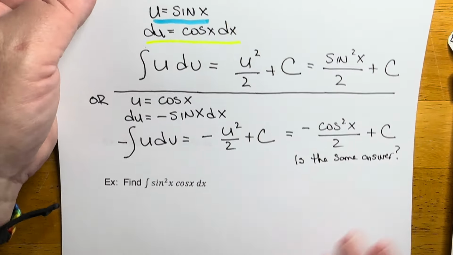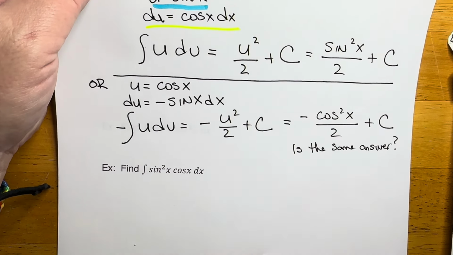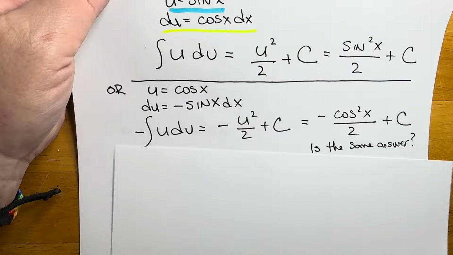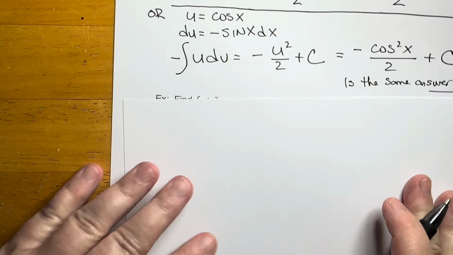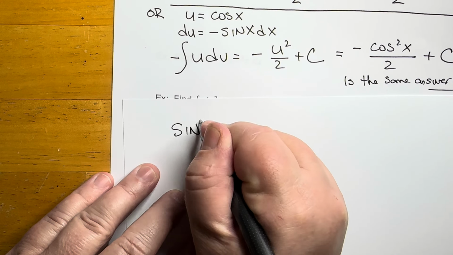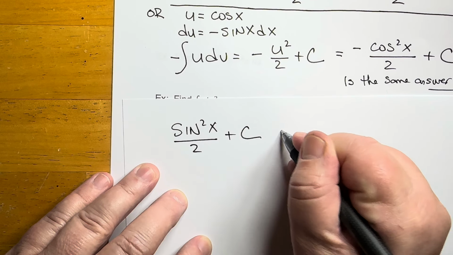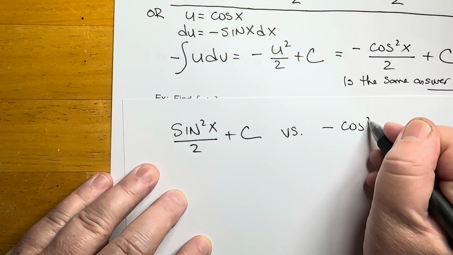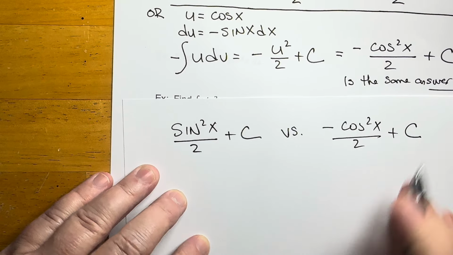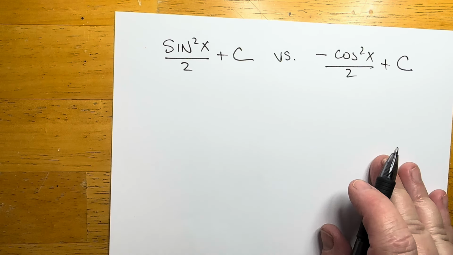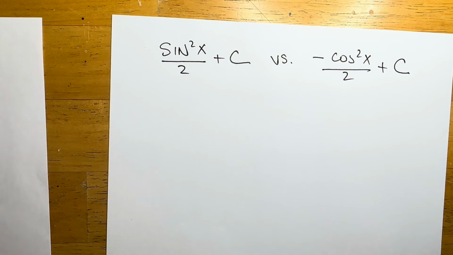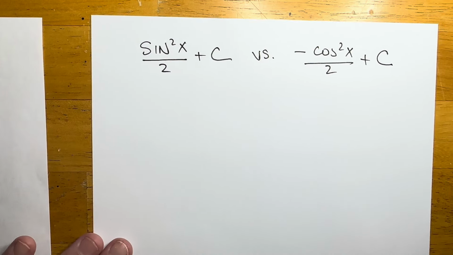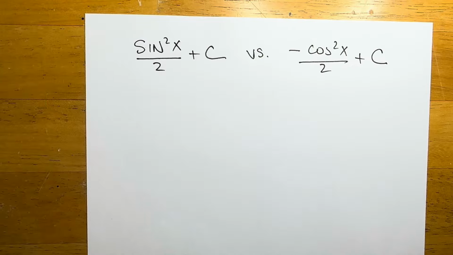Because it would be very upsetting if two different techniques gave us two different answers for an integral. So let's go ahead. I'm going to give myself a little arrow there so we remember where we went. And then I'm going to write down sine squared x over 2 plus c versus the opposite of cosine squared x over 2 plus c. Okay, let's compare these. Are they the same answer? I'm going to try to convince you that they are actually the same answer. They're not written the same way, and they're not exactly expressing the same things, but they are equivalent answers.